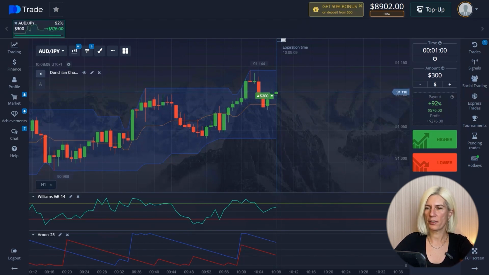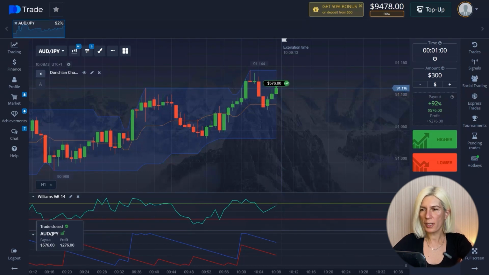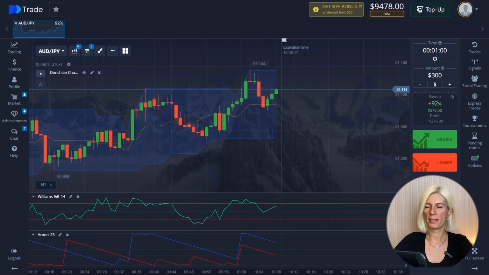And now the first trade's coming to an end, and it brings us $276. Now let's talk about pullbacks. Pullbacks in trading are called corrective movements against the main trend of the price. At the same time, there are different types of pullbacks.